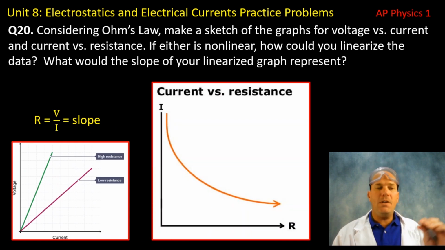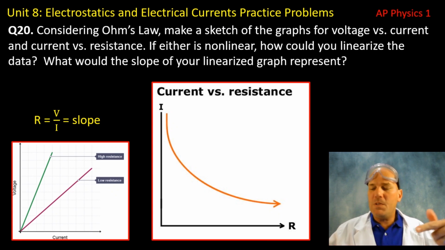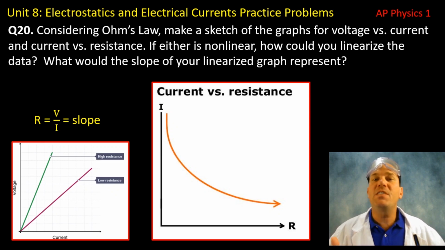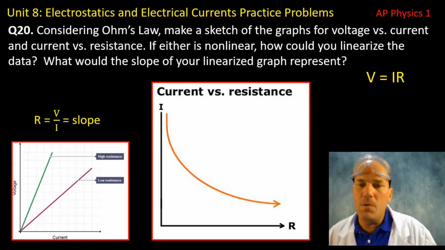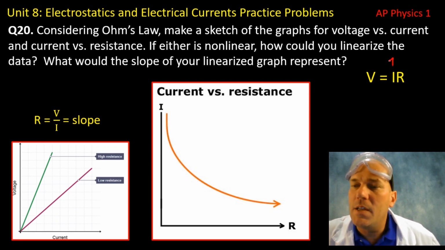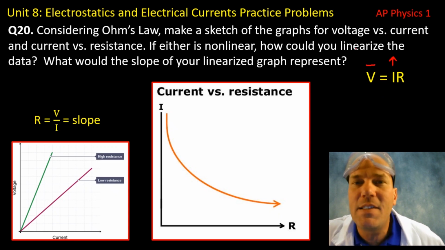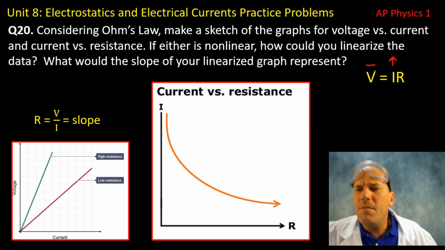All right, so if we look at current versus resistance, we know those to be inversely proportional, okay? In other words, as one goes up, the other goes down. So looking at Ohm's law equation here, as the current increases and voltage remains constant, if voltage is constant yet current's increasing, then resistance must be decreasing along that same line of logic.